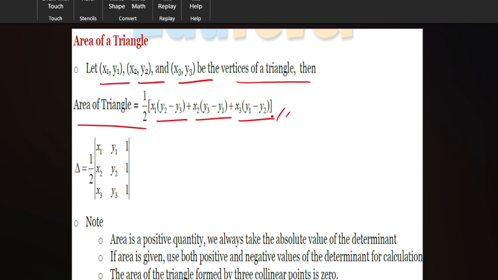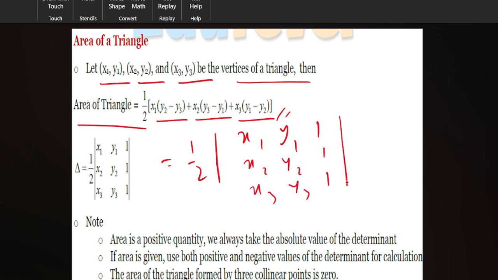Now this expansion can be written in the form of a determinant. How? Half of the determinant with first row x1, y1, 1, second row x2, y2, 1, third row x3, y3, 1. If you know the vertices (x1, y1), (x2, y2) and (x3, y3), you can find the area of a triangle by using this determinant.